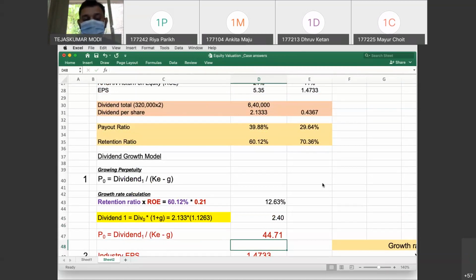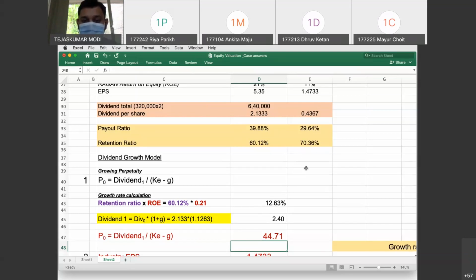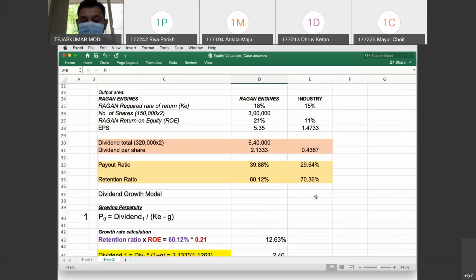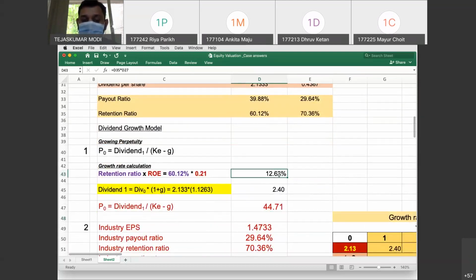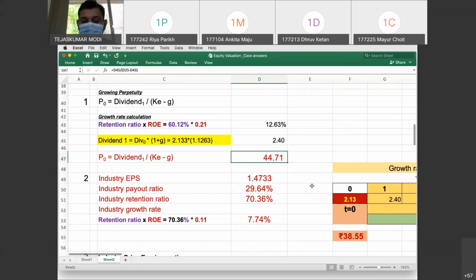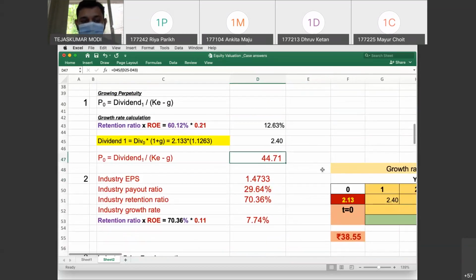So what is G? G is retention ratio into return on equity. And the moment I have that retention ratio, 60.12 percent, and 21 percent as return on equity, I know G. And then I can calculate dividend after 1 year, and I can also calculate P0, 44.71, right? So this is the first question.